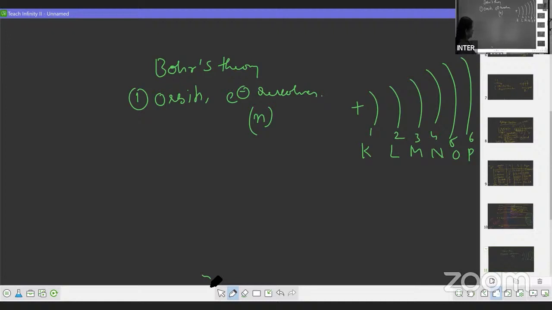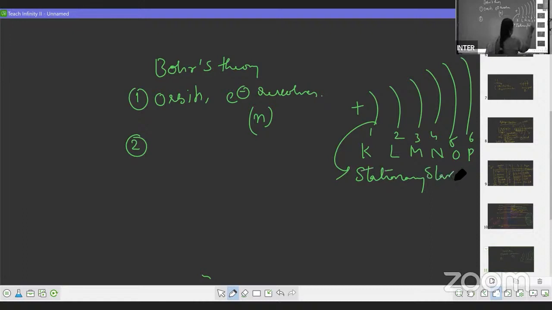Now the next point: the energy of the electron is constant. As long as an electron revolves in a particular orbit, there is no change in energy. Even orbits have got constant energy, therefore they are called stationary states. Stationary states are called orbits, or can be called shells. These are the three names for the circular path; you can refer to it by any of them.